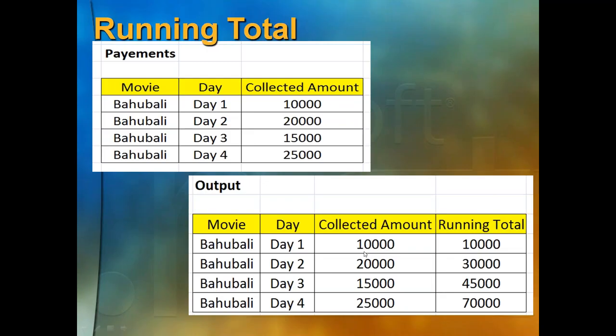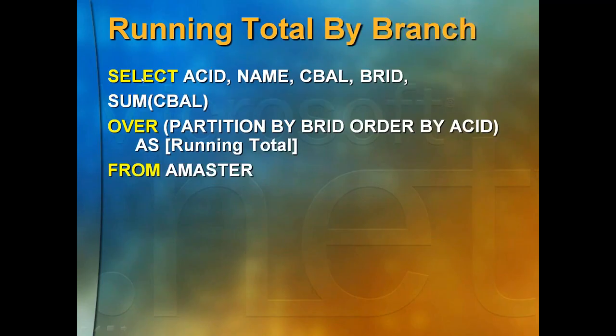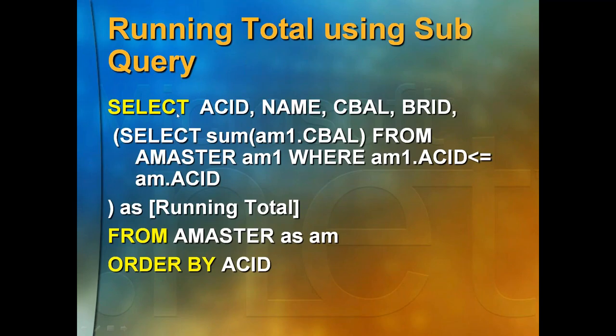How do you get running total? Running total branch wise, running total movie wise. How do you get it? You can tell them that. So this is how. But otherwise, before that, we were doing a lot of queries used to write it.